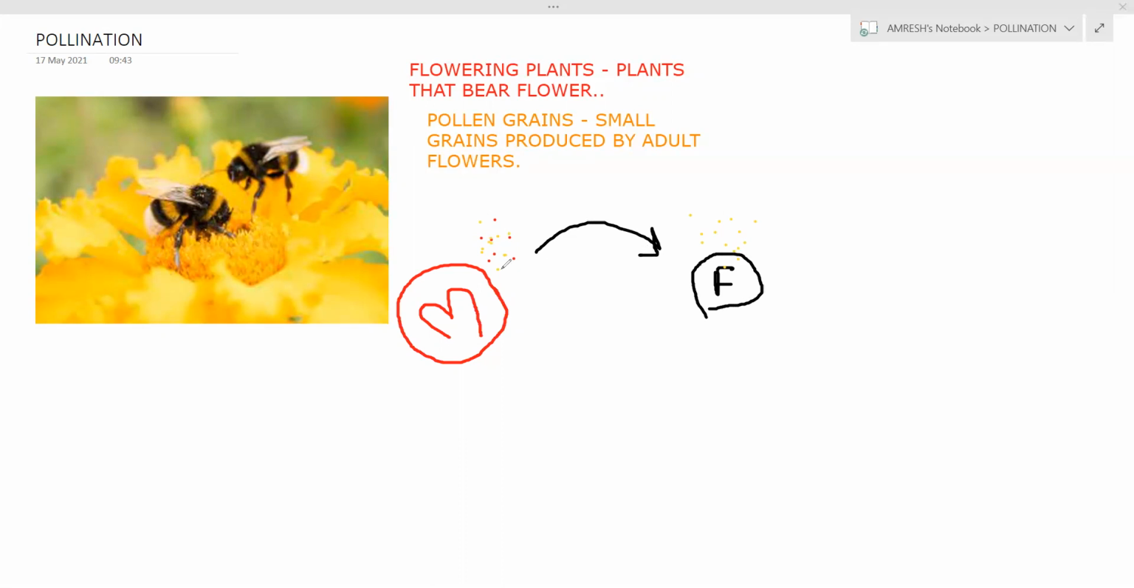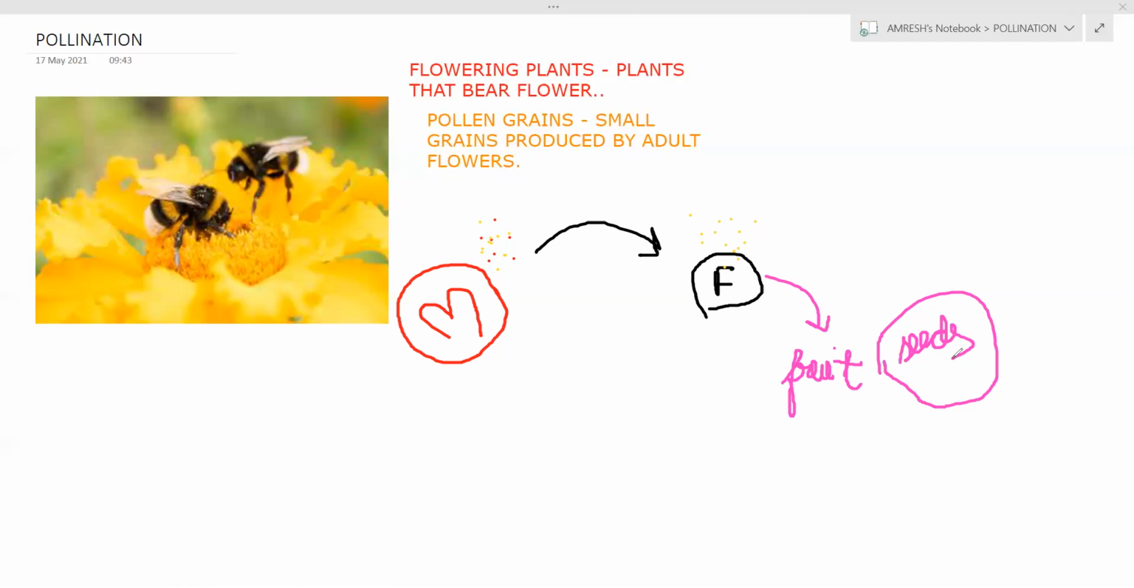Movement of pollen grains from the male part to the female part is pollination, and after pollination the flower becomes fruit. The fruit has seeds in them. Again these seeds are carried away by different agents to different places. This is all about pollination.